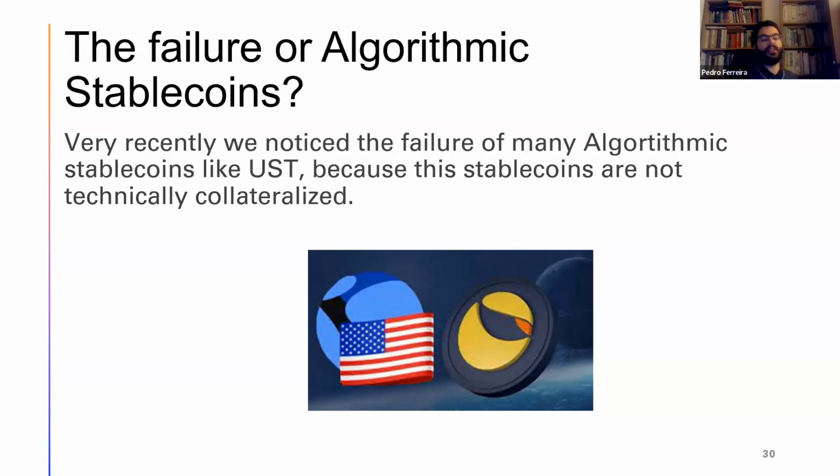So yeah, basically UST failed because Luna, which was the issuer of this stablecoin, failed. And many users were attracted to this stablecoin because it was paying 20% a year in yield, and a lot of people fell into debt and lost a lot of money with these algorithmic stablecoins.